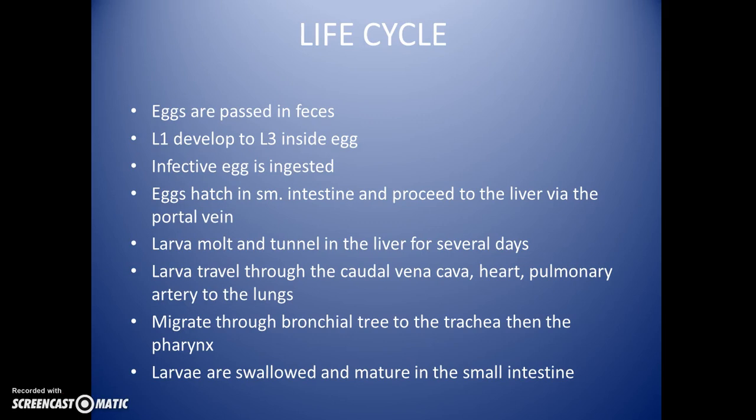Then they start to migrate through the bronchial tree of the lungs, and they're still causing tissue damage. And then they head up to the trachea, where they're coughed up. They head to the pharynx, where they're swallowed again, to the small intestine, and then they start maturing to an adult.